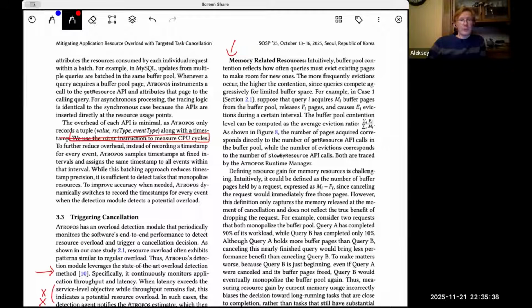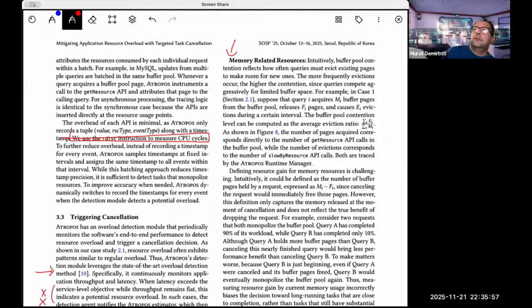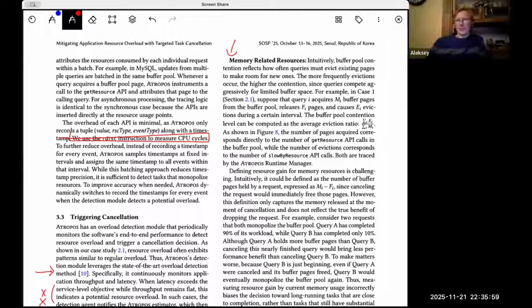Query A has completed 90% of its workload, while query B has completed only 10%. Although query A holds more buffer pages than query B, canceling this nearly finished query would bring less performance benefit than canceling query B. We had this question before, right? Do you really want to cancel things and waste a lot of resources?